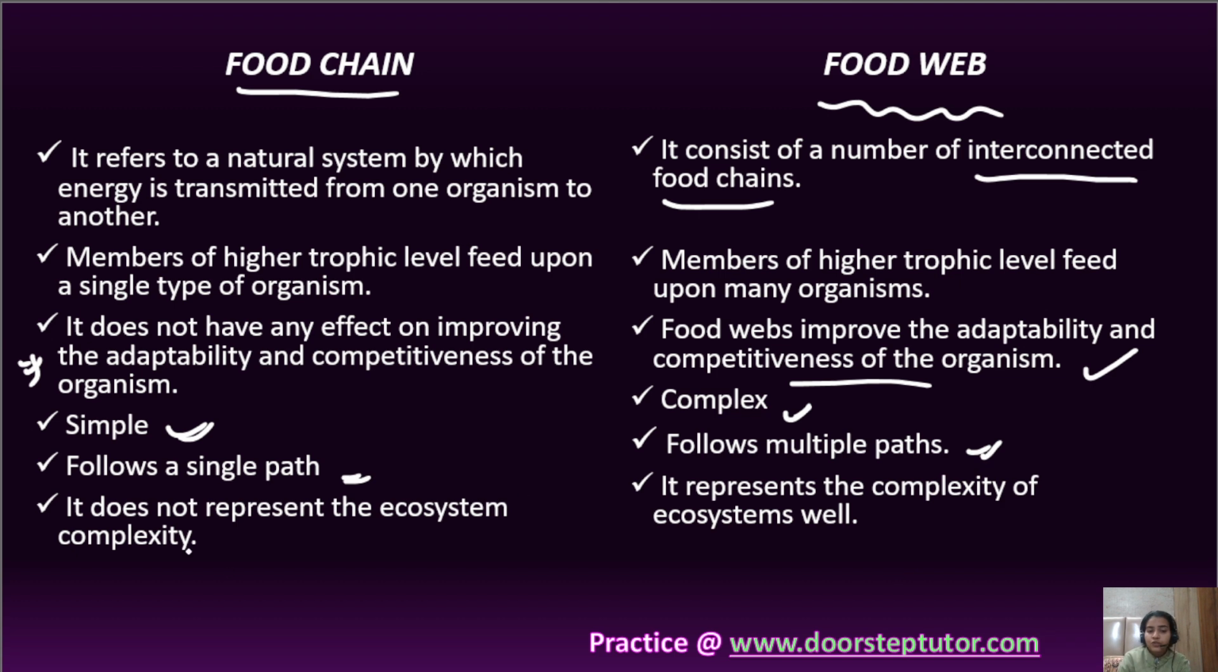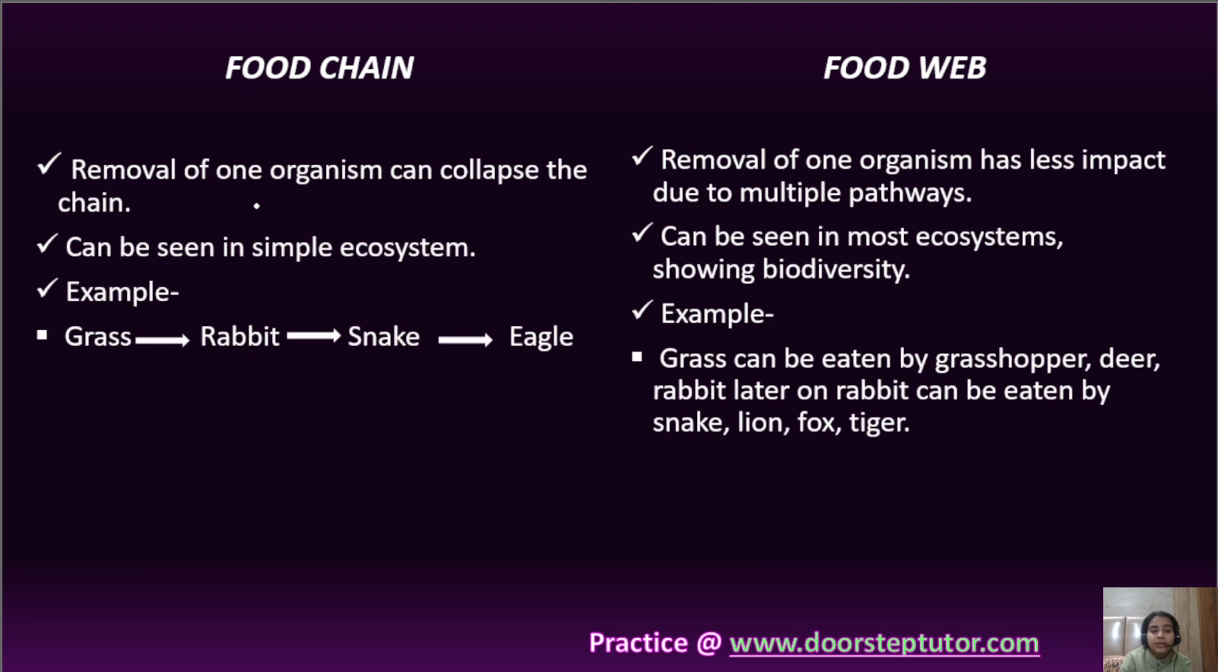Now, in case of food chain, it does not represent the ecosystem complexity, while the food web can represent the complexity of ecosystem very well. Some other differences here are that if there is any removal of one organism from the food chain, then it will collapse the chain. While in the food web, if one organism is removed, then it will have less impact, because here multiple pathways are present, that I also discussed earlier.